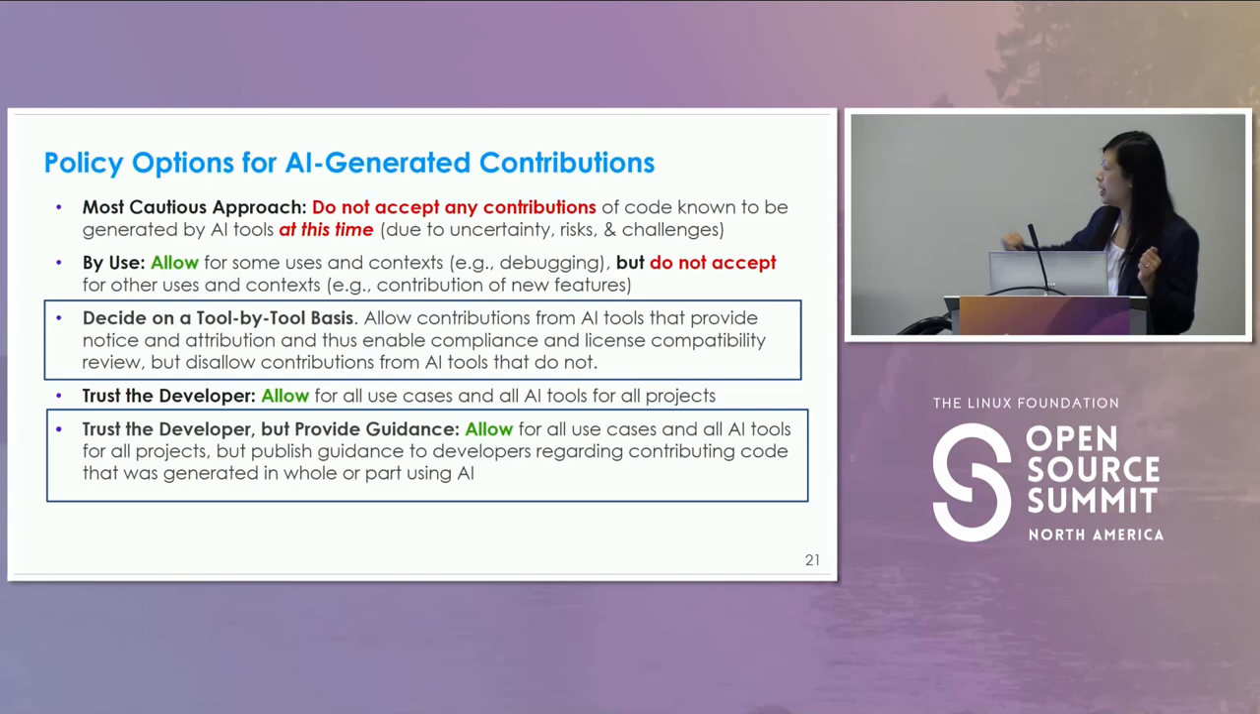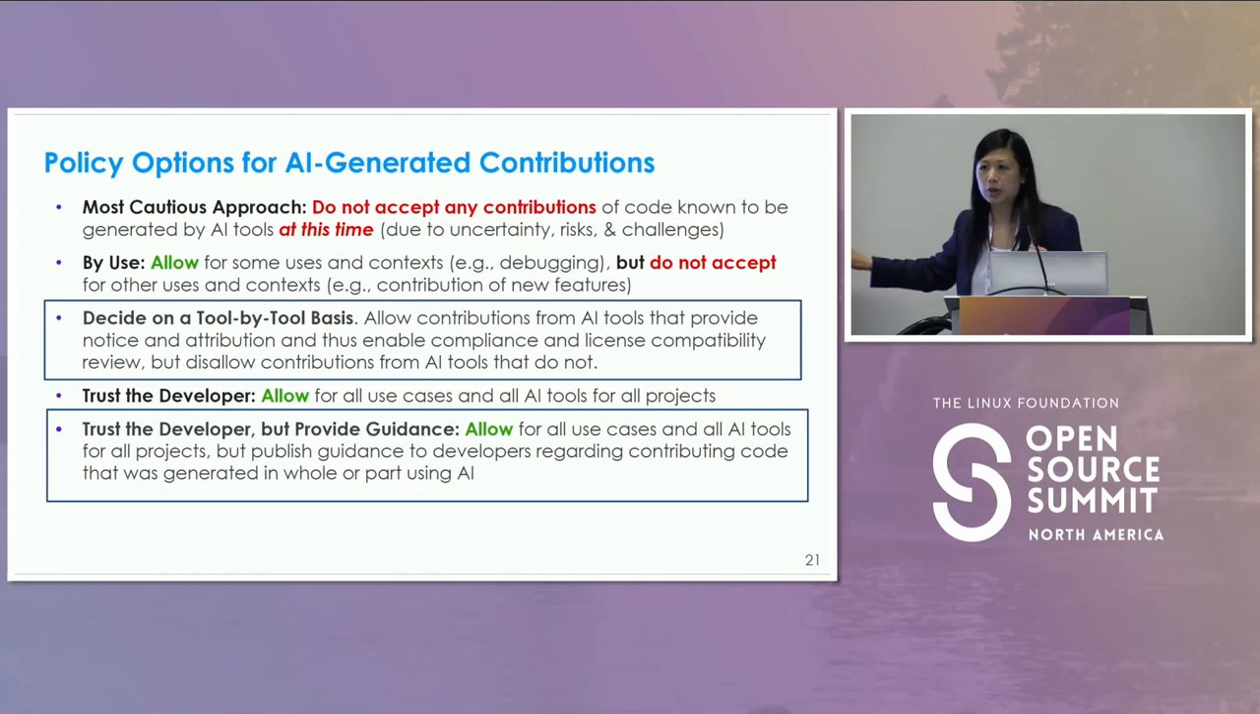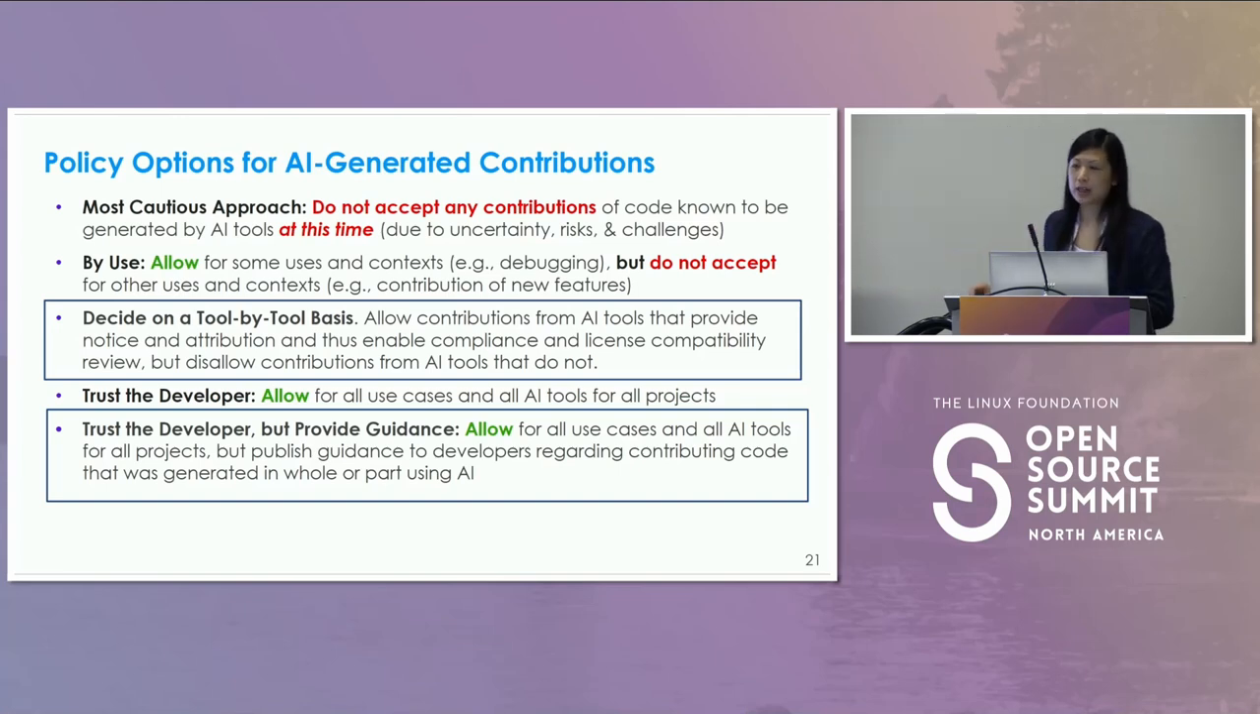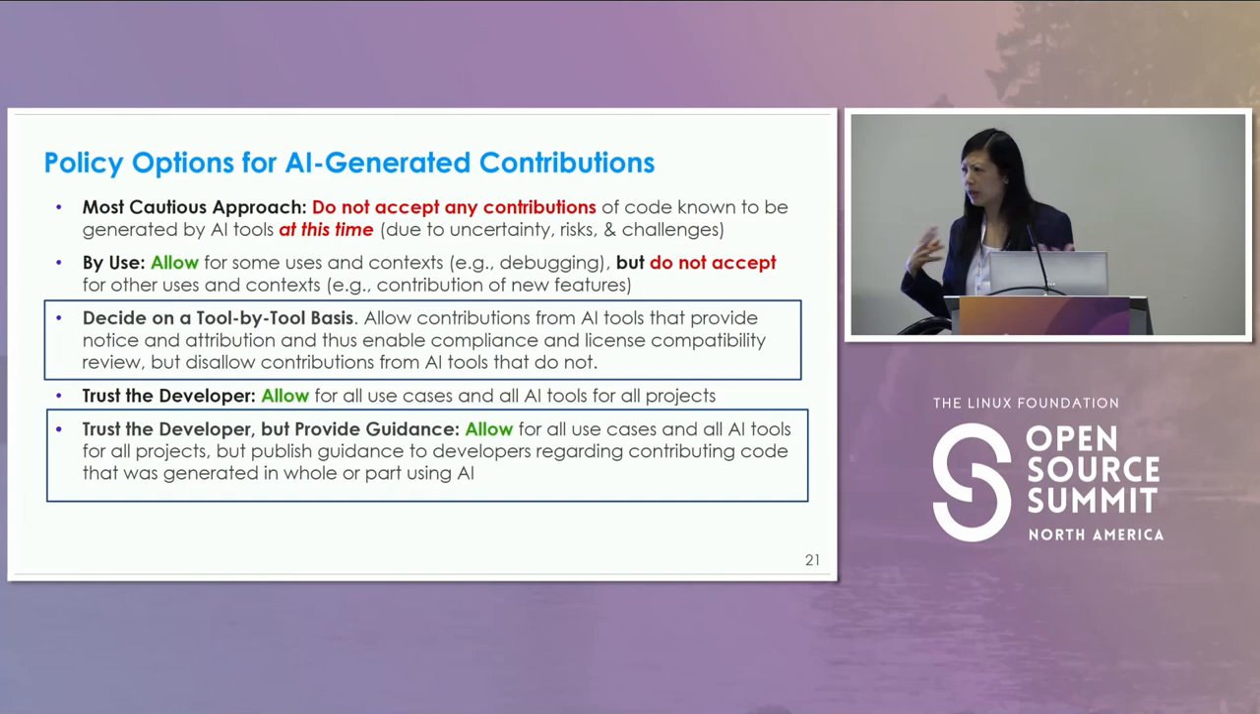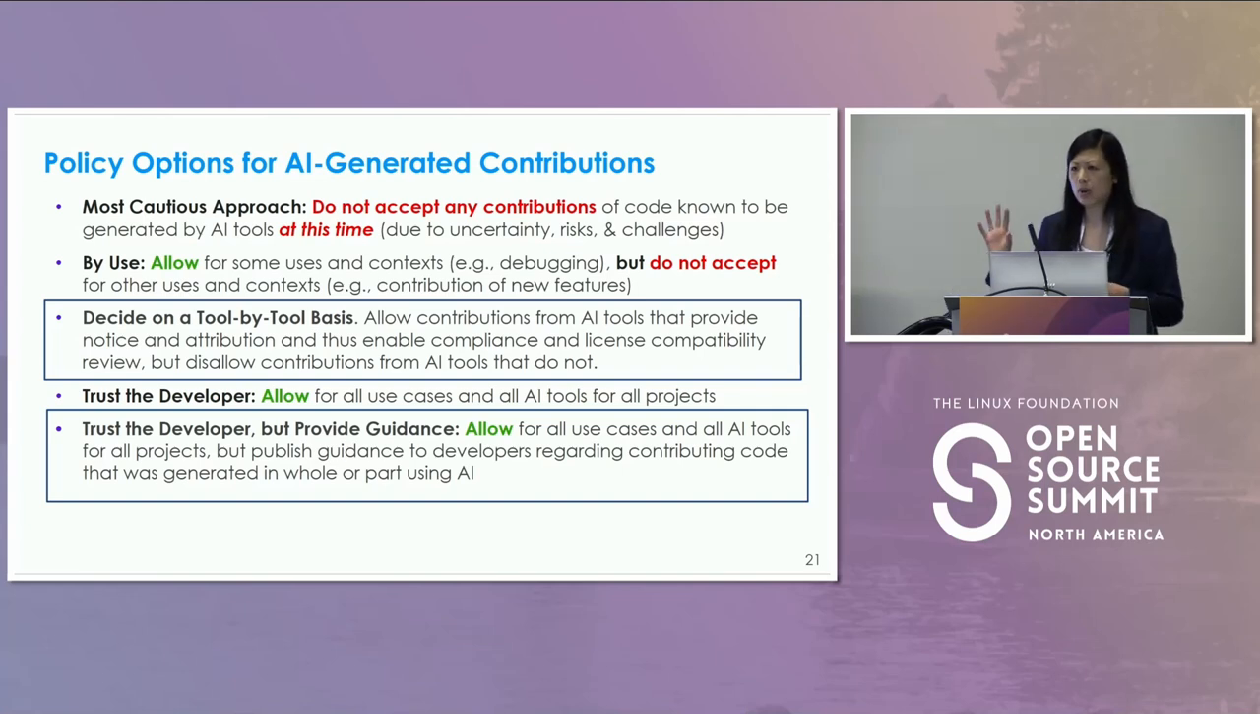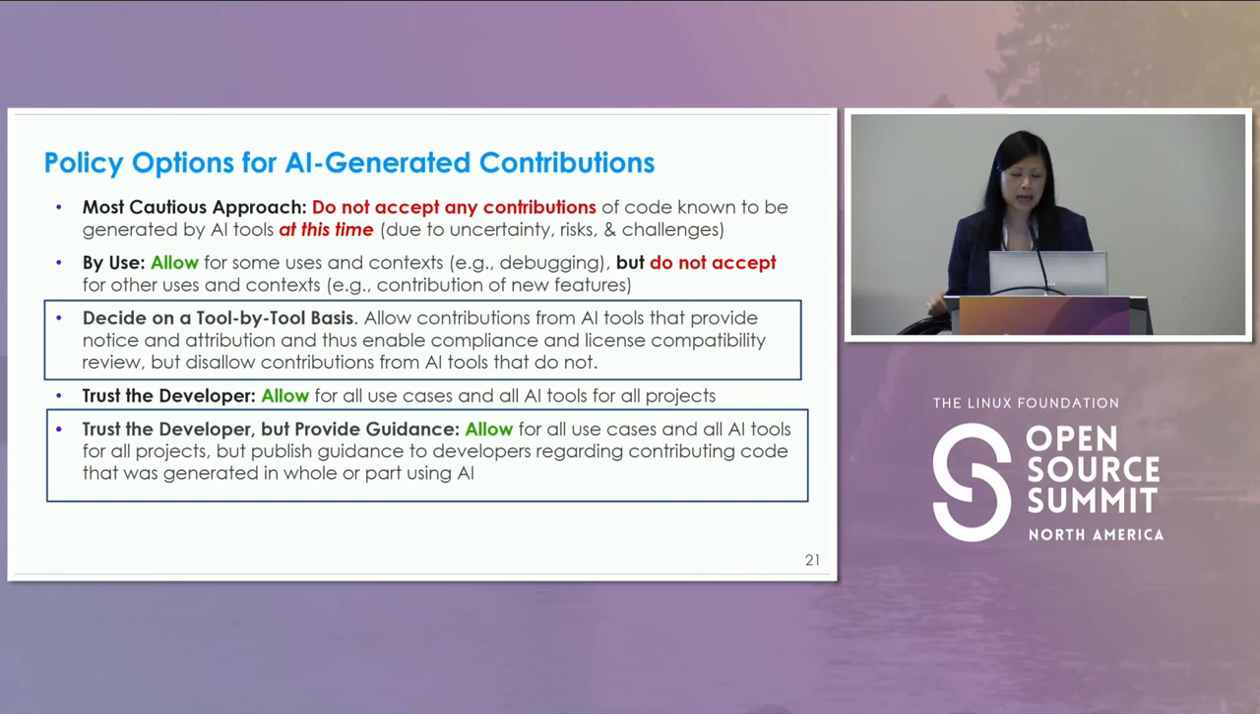So the bullet points that are not circled are the ones that we are not actively considering. But just to lay them out all on the table, the most cautious approach would be to say you can't use generative AI to develop code that you contribute to open source projects. That seems overly restrictive, of course, and not realistic. Another option would be by use case, allowing some contexts like debugging, but not accepting other uses and contexts. But that's very difficult to regulate, police, and monitor, and it just requires so many judgment calls. Not really, I don't think, a pragmatic type of policy.